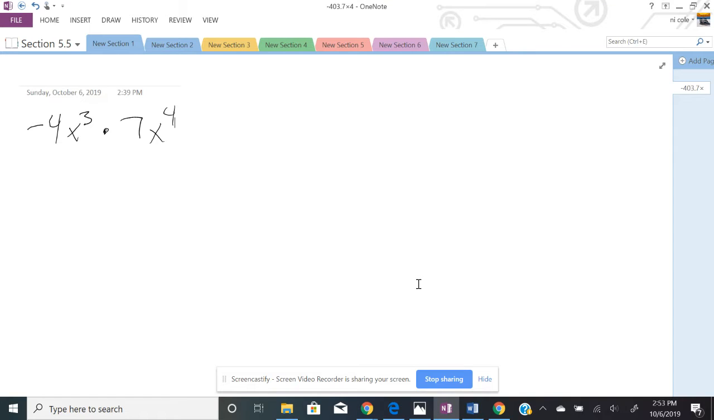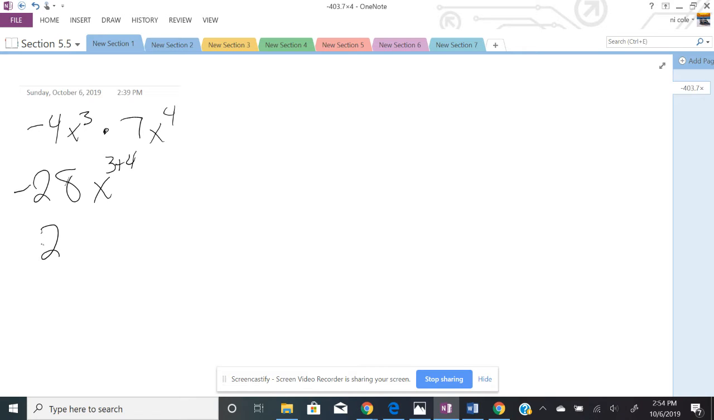All right, guys, so you're going to have to remember some of your rules about multiplying exponents, okay? So here you have the example of negative 4x cubed times 7x to the fourth. The negative 4 times 7, you guys should know how to do, which is 28. And then it would be x to the third plus x to the fourth.